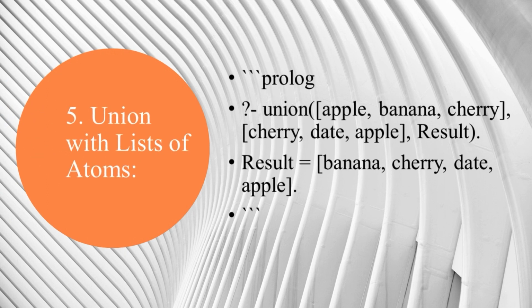The next type of union, union with list of atoms. So, how you can query union of apple, banana, cherry, comma, cherry, date, apple, comma, result. So, the result will be banana, cherry, date and apple. So, these examples demonstrate how to use a basic union predicate to find the union of two lists in Prolog. The predicate checks for duplicate elements and ensures that the resulting list contains only unique elements from both input lists.